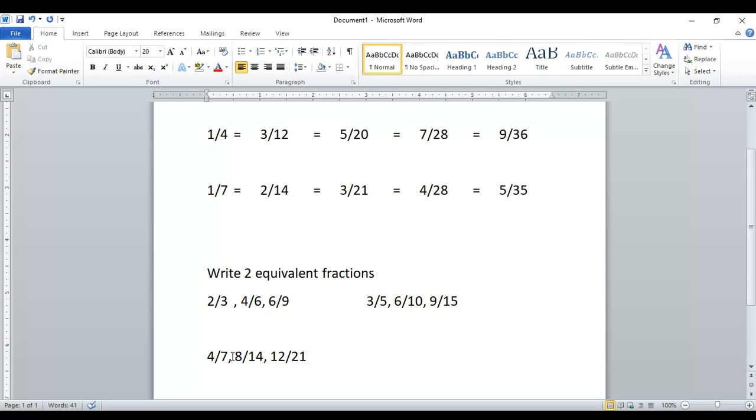So I hope that is helpful on your worksheet. I believe the rest of the worksheet is review. So good luck.